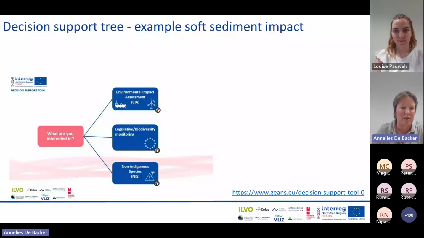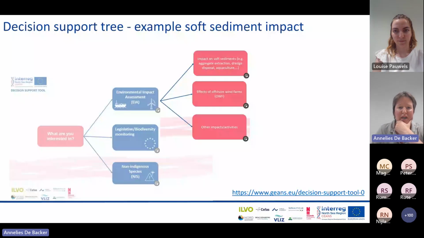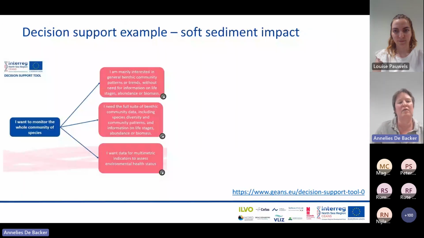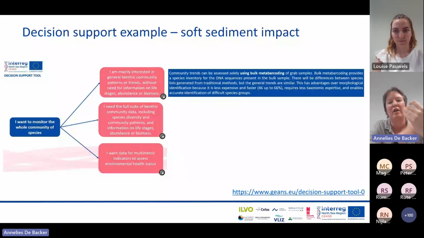So Reindert already showed the entrance page. Let's say we are interested in environmental impact assessment. Then you have the choice between different impacts. Say we are interested in impact on soft sediments, and we are interested to monitor the whole community of species. Then we have again several options. The first one is asking, okay, I'm only interested in changes in benthic communities, so general patterns, general trends. Then you come to the final page where we have a recommendation or a suggestion to say, okay, when you're only interested in this, it could be a good idea to use bulk metabarcoding.